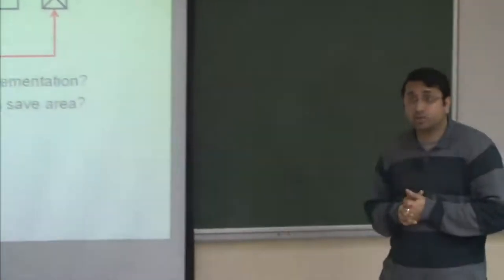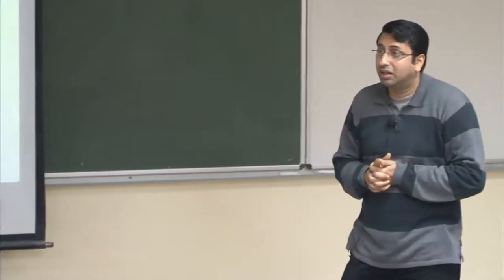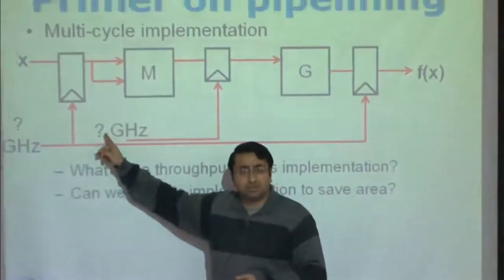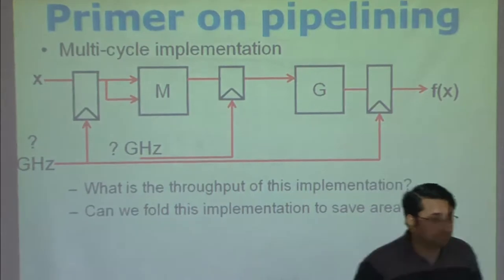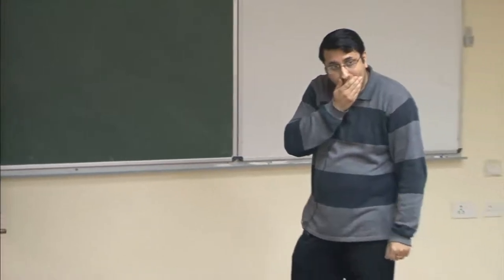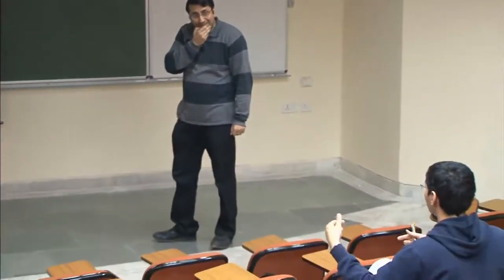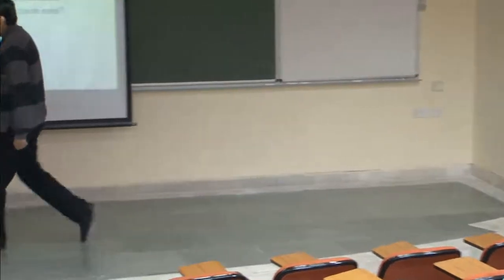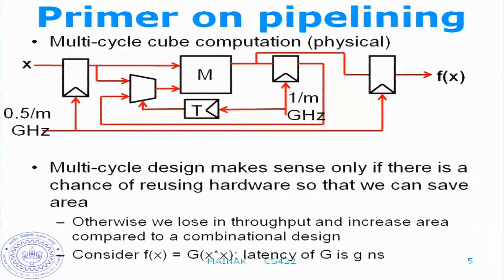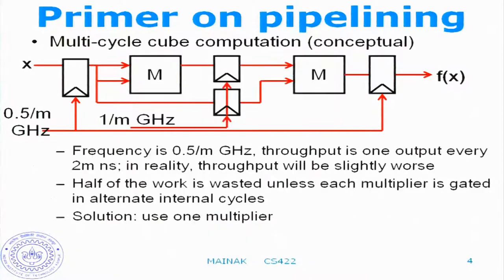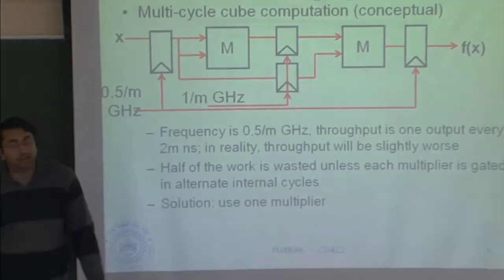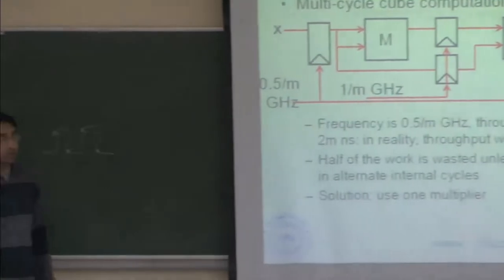M plus G, is that good to think? Why is it M plus G, this one? What's the reason? G latency of G mod, G function, and then M for the next input. So if we go back to the previous one, internal clock was 1 over m here. It was not 1 over 2m. And this is correct, right?